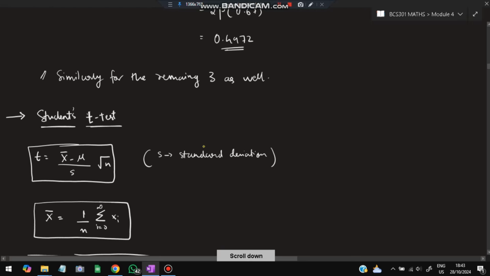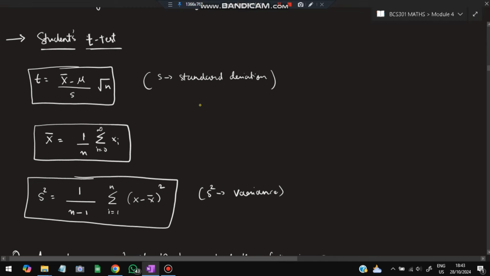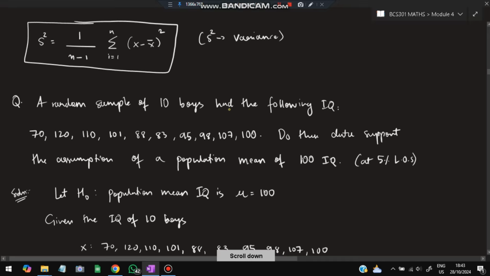Moving on to the next topic, which is student's t-test. Some formulas are given here, you can go through it. We'll just get started with the question and see how the formula applies. A random sample of 10 boys have the following IQ. So a 10 boys sample is given to us, n value is 10 here, and the IQs are given for the 10 students. Now, do the data support the assumption of a population mean of 100 IQ?